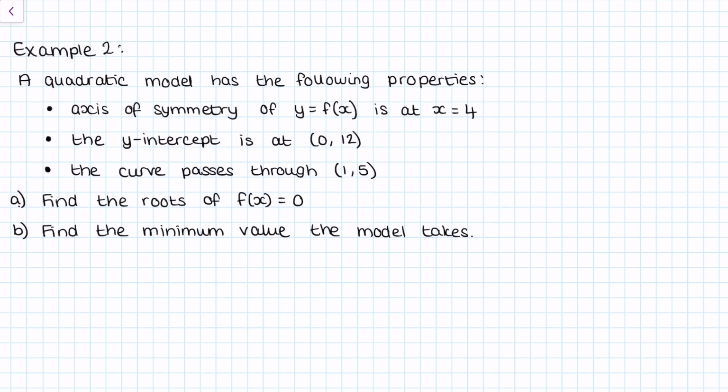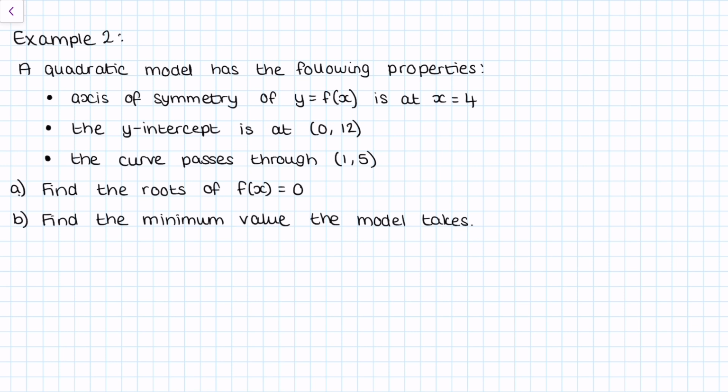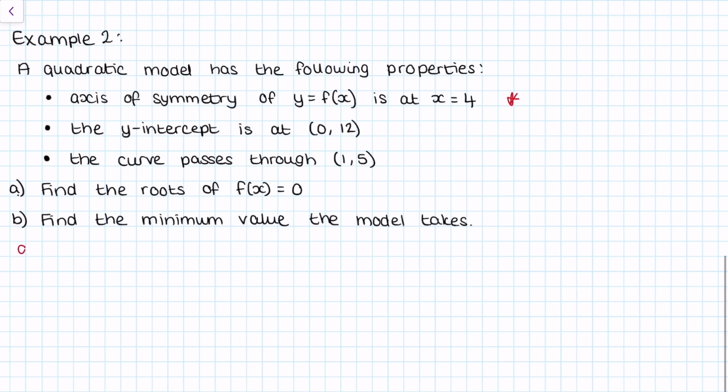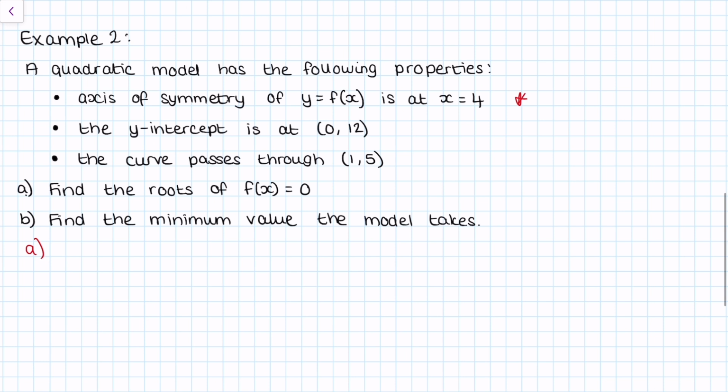Example 2. A quadratic model has the following properties. The axis of symmetry of y equals f(x) is at x equals 4. The y-intercept is at (0, 12). The curve passes through (1, 5). Find the roots of f(x) equals 0, and then we want to find the minimum value the model takes. So we're going to start with the first piece of information: the axis of symmetry is at x equals 4. That just means our axis of symmetry is at x equals 4. We have an equation for that, which is negative b over 2a equals x, our axis of symmetry. We know that that is 4, so negative b over 2a must equal 4.